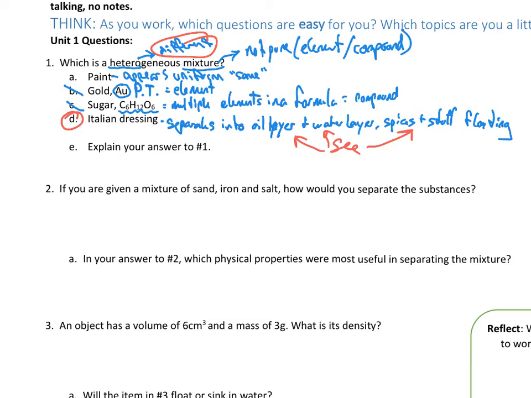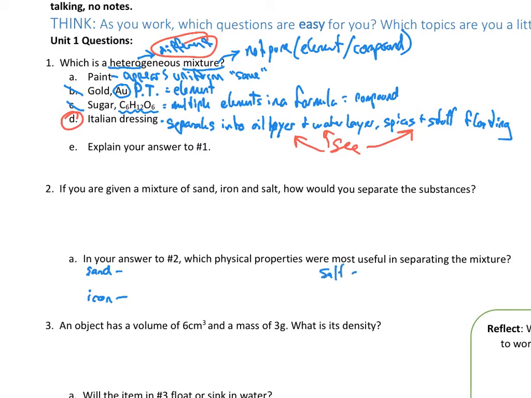So the next question, if you were given a mixture of sand, iron, and salt, how would you separate the substances? And then what physical properties were most useful in separating the mixture? Well, let's kind of start by talking about what each of these things are. So sand, iron, and salt.